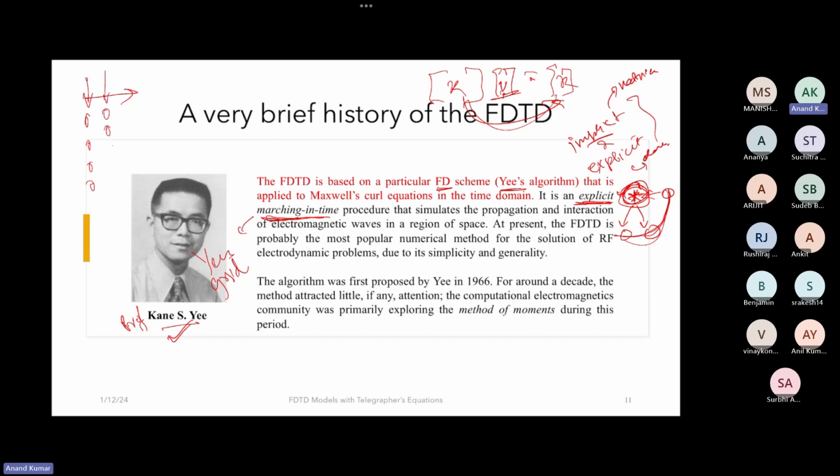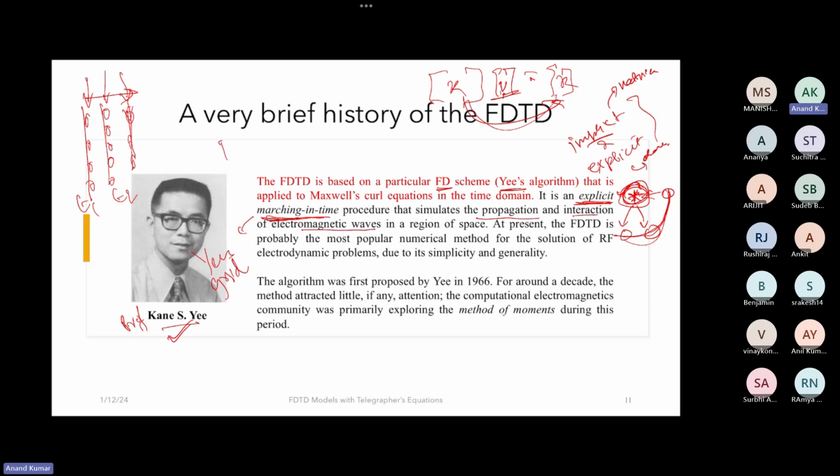Marching in time means that as you proceed with time, you find out the value at each location. For example, this was your array and this was your value at time 1. Then in the next time step, T2, you will update your values, and similarly for each time you will march and calculate the values. So this is an explicit marching in time process that simulates the propagation and interaction of electromagnetic waves.